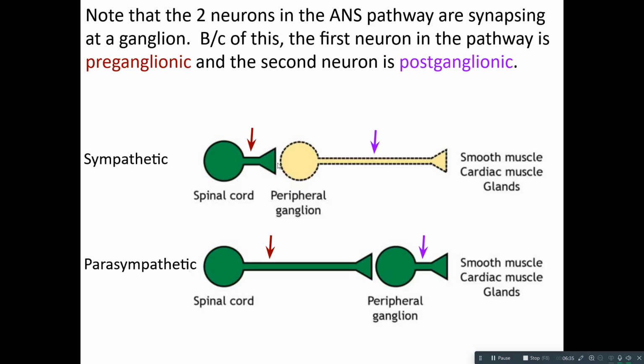The 2 neurons meet at a ganglion. Remember, a ganglion is a collection of neuronal cell bodies outside the CNS. And because we're meeting at a ganglion, the first neuron is said to be preganglionic because it's going towards the ganglion. And the second neuron is postganglionic because it's leaving the ganglion. So we have a preganglionic neuron in each division and a postganglionic neuron in each division. The preganglionic starts in the CNS. The postganglionic starts in a ganglion and goes to the effector.